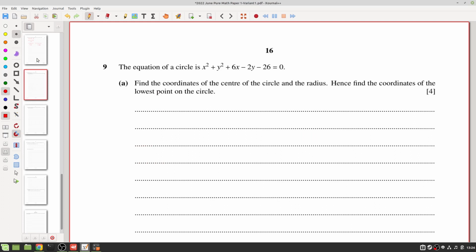So the next question, the equation of a curve. Let's just, what color we used previously? Let's switch to blue. Okay, the equation of a circle is this. Find the coordinates of the center of the circle and the radius. Hence find the coordinates of the lowest point on the circle.